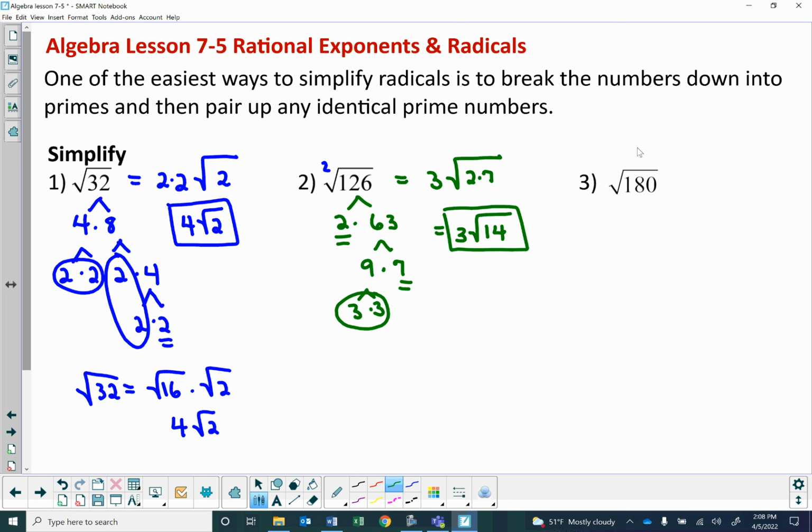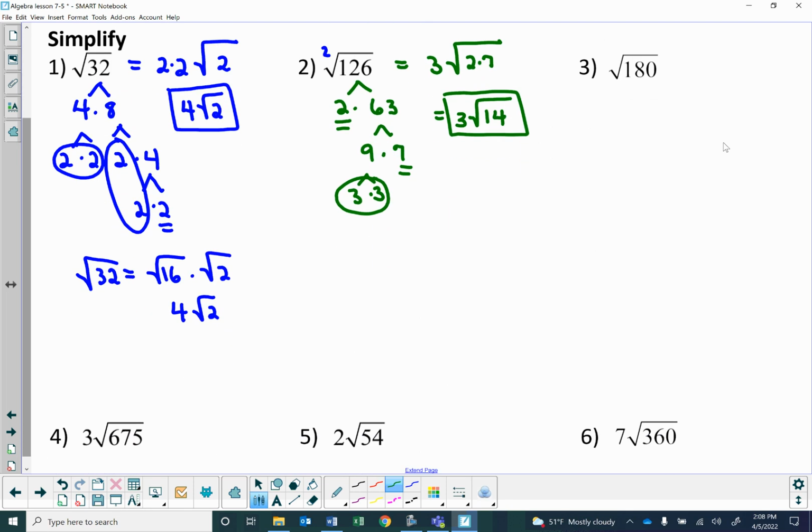All right, 180. Okay. I'm looking at this going, I know this is 18 times 10. It could be anything. I could do 2 times 90. I could do 5 times whatever. Whatever two numbers you can multiply together, they equal 180. I'm looking at this going, oh, okay, that's 18 times 10. 18 is 3 times 6, and 6 is 2 times 3. 10 is 2 times 5.